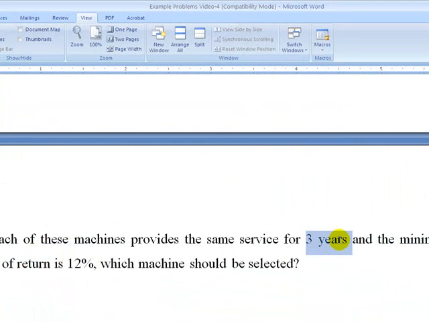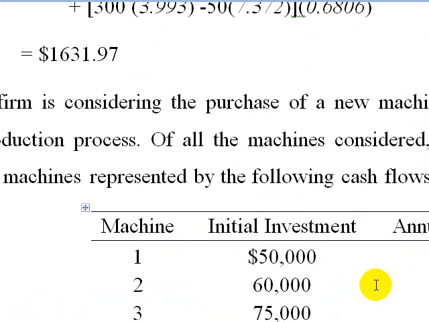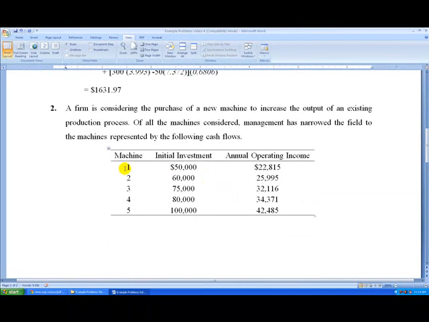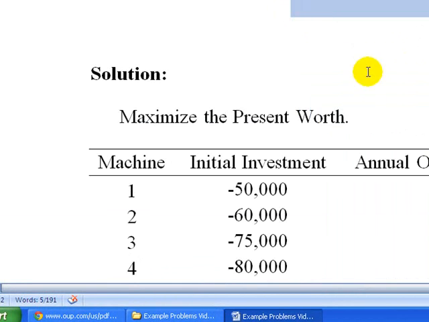So we know N is 3 years, we know that I is 12%, and now the question is, which machine should we select? The idea is to calculate the present worth of investment and annual income for each of these machines, and we want the maximum value of P. Whichever machine gives us the maximum present worth, we will select that machine. As simple as that. So the goal is to maximize the present worth.